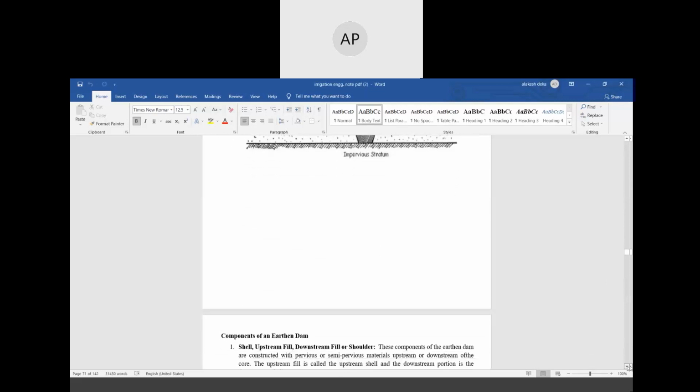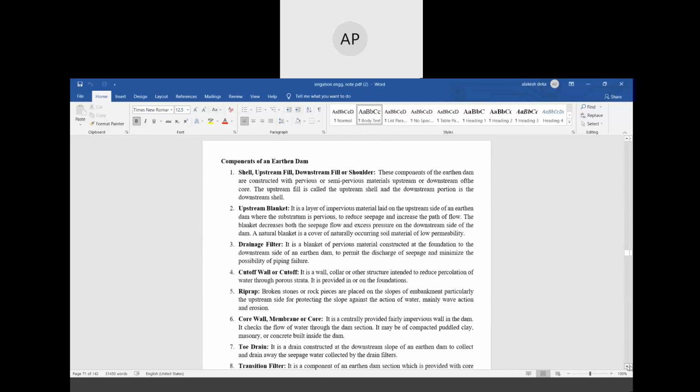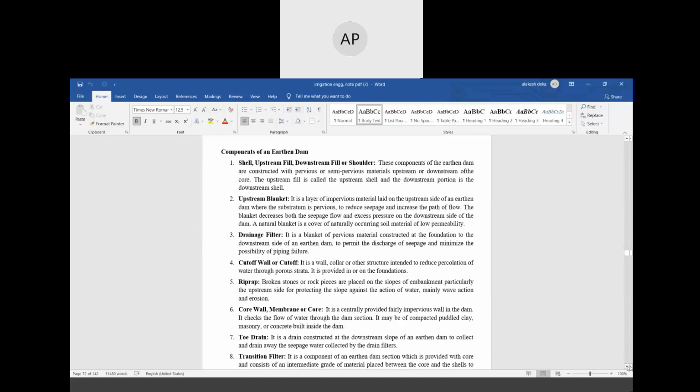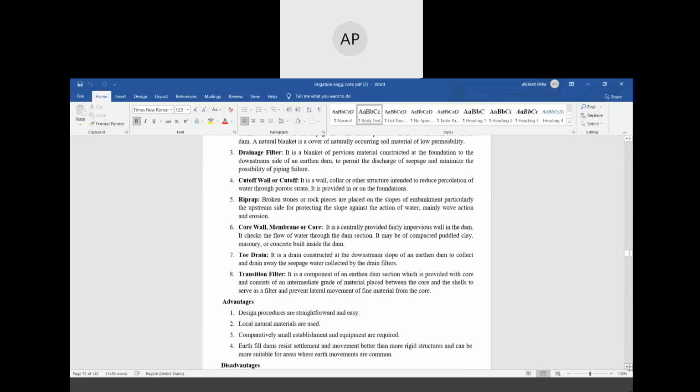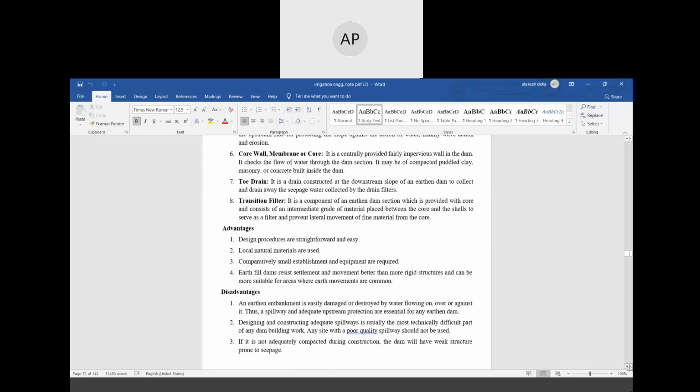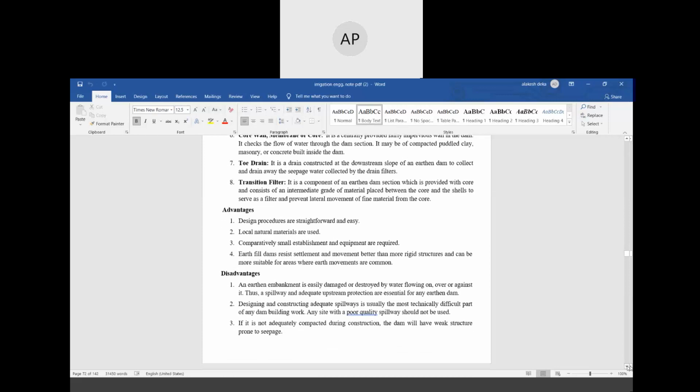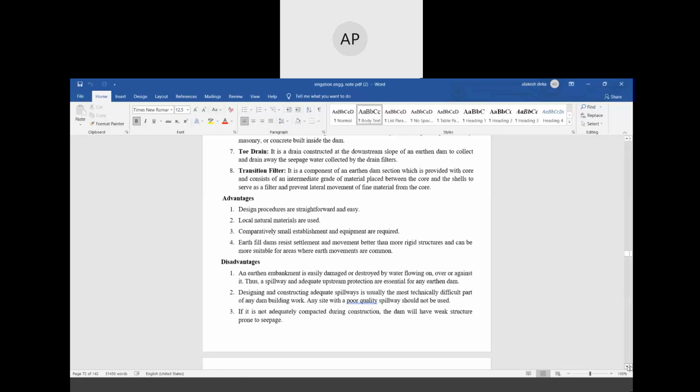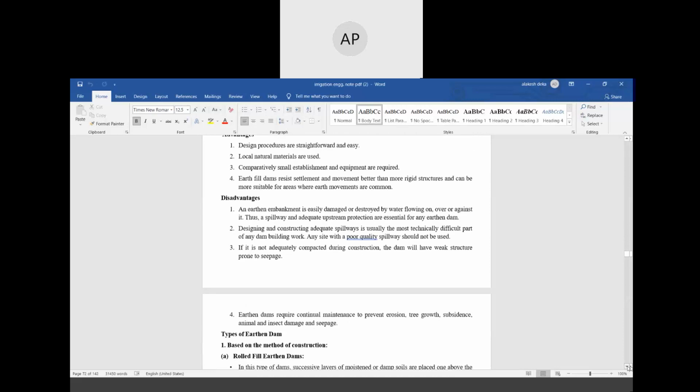And advantage, disadvantage, what are the components of an earth dam? So generally it has eight components. What are the advantages? The design procedure is easy, and local natural materials are used. And what may be the disadvantage? In an earthen embankment, what happens?